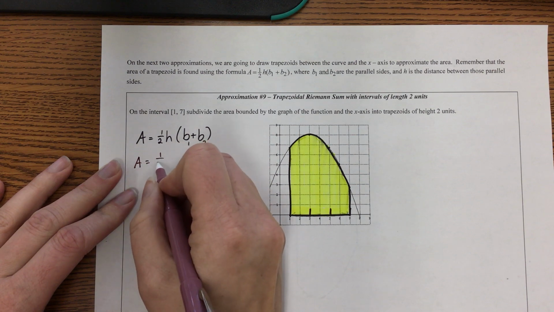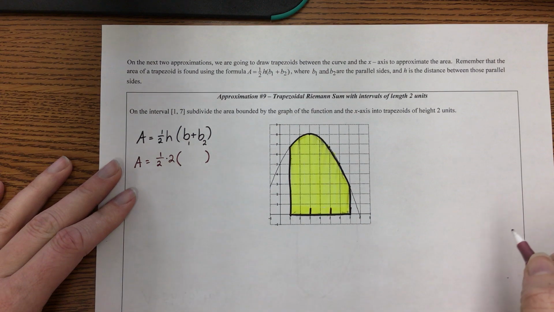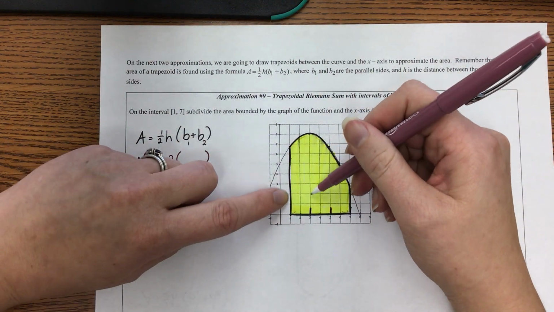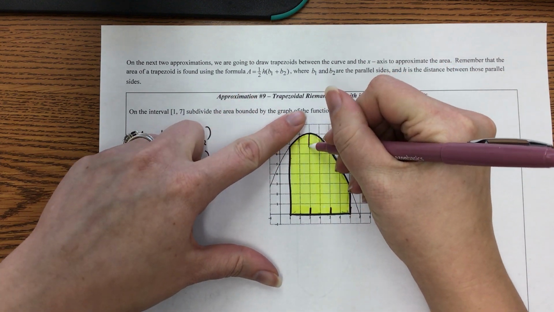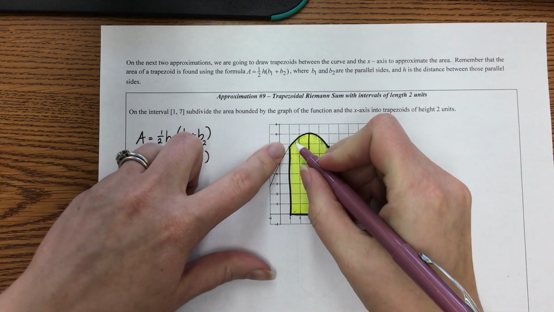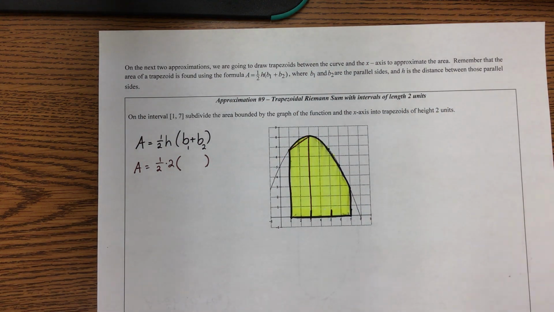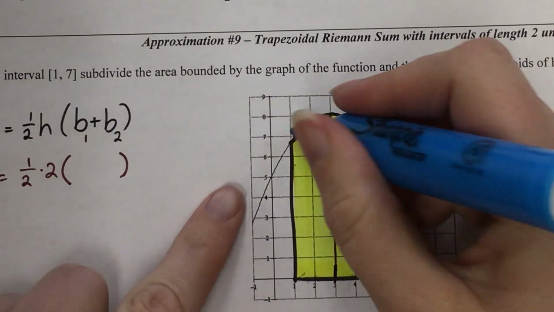A equals 1/2 times 2 times, and then we need to figure out this distance, those bases. So our first trapezoid is going to go from here to here. Go ahead and make that guy blue.